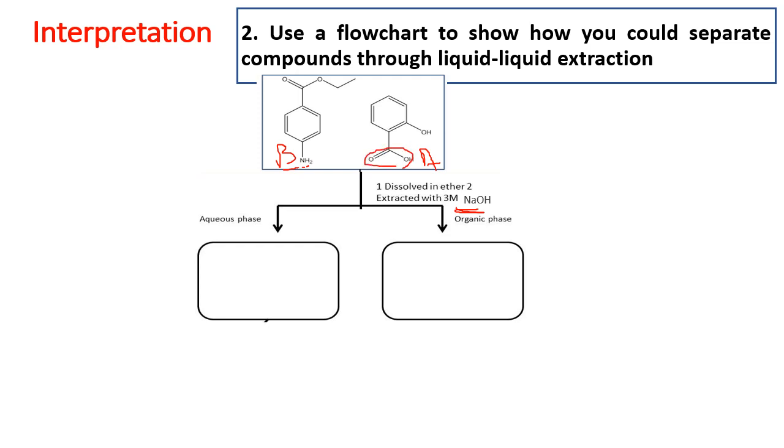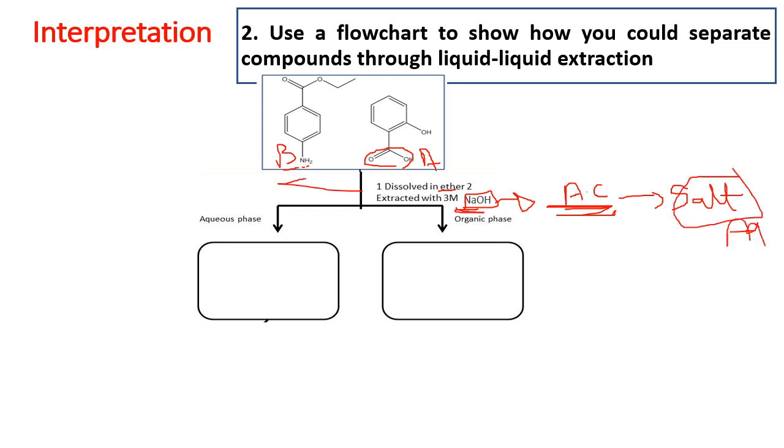So once you add both of them in ether, both of them would dissolve. But what if you added sodium hydroxide? The NaOH is a very strong base, so it will react with the acid. And on reacting with the acid, it is going to form the salt that would move into the aqueous layer, leaving the other compound unionized in the organic layer.